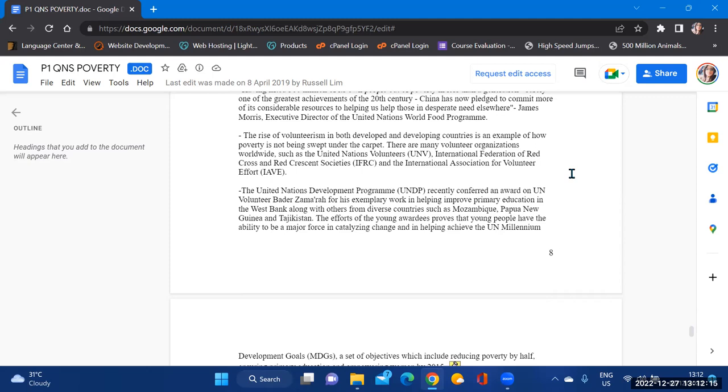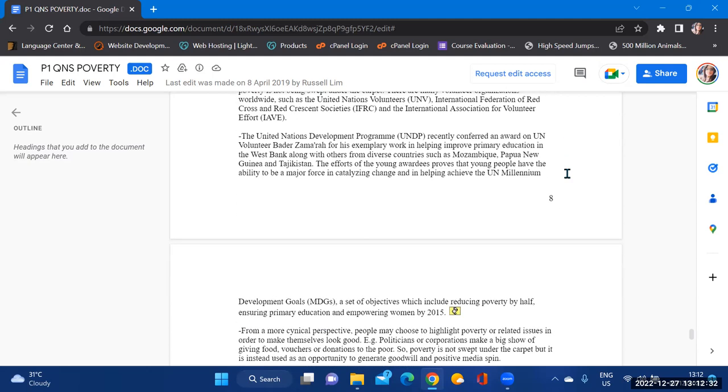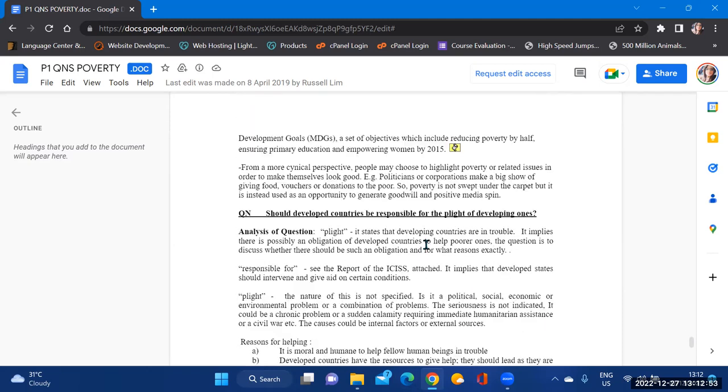There are many volunteer organizations worldwide, such as the United Nations Volunteers, UNV, the International Federation of Red Cross and Red Crescent Societies, IFRC, and the International Association for Volunteer Effort, IAVE. These help to combat poverty in many parts of the world. The United Nations Development Programme, UNDP, also conferred an award on UN Volunteer Badr Zamara, sometime back in history, for his exemplary work. You can find out more such exemplary individuals and conduct your own research. And there's also the Nobel Peace Prize and so on.